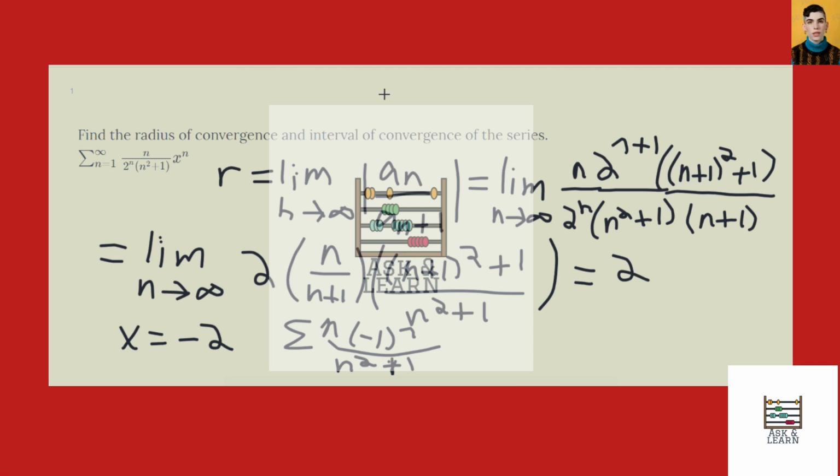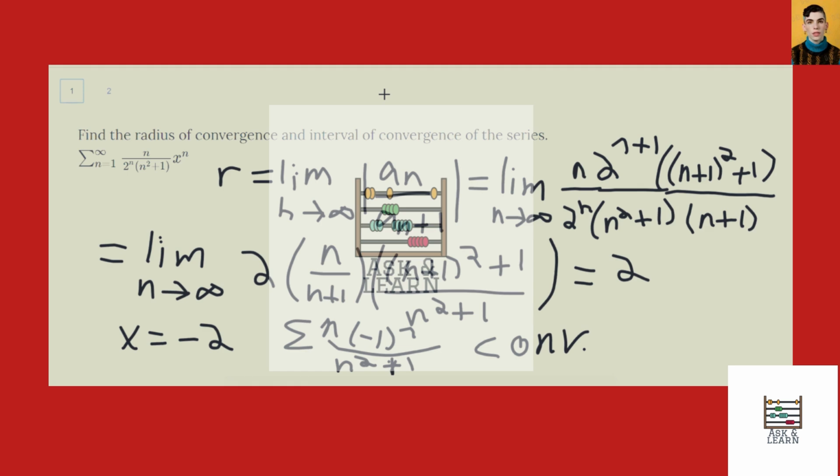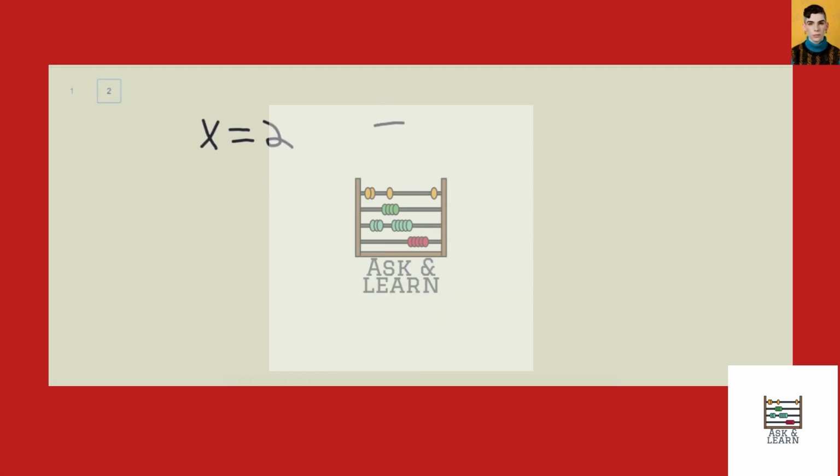So now we're alternating sign if we just plug in x equals minus 2 here. And these terms are going to be going to 0. So the alternating series test is going to give us convergence here. So now we need to figure out what happens when x is equal to 2. If we plug in x equals 2 here, this 2^n will cancel out with this 2^n. And then we're just going to have n over n squared plus 1.